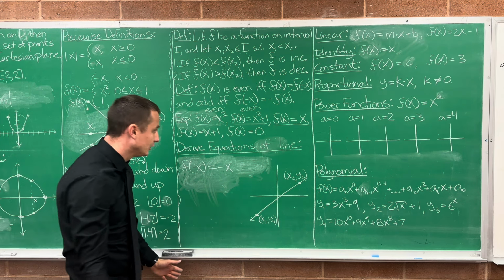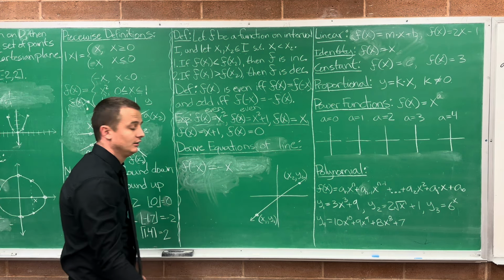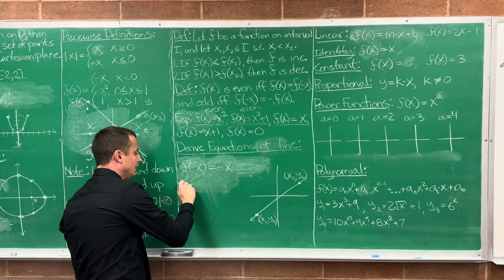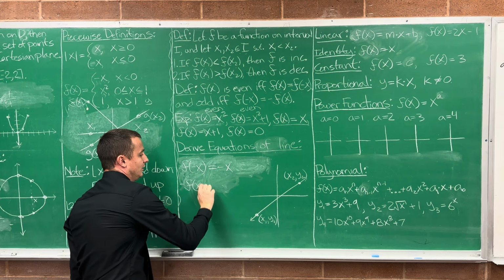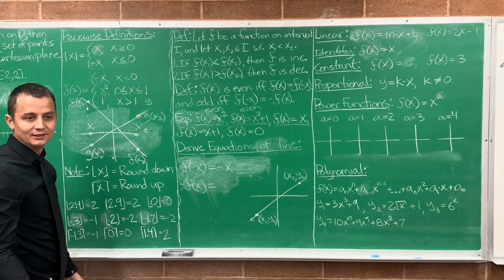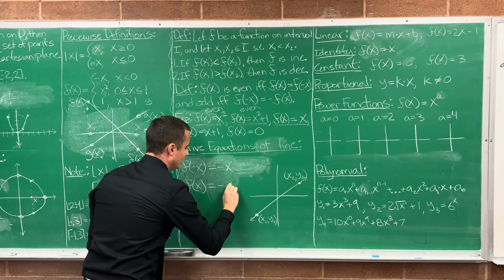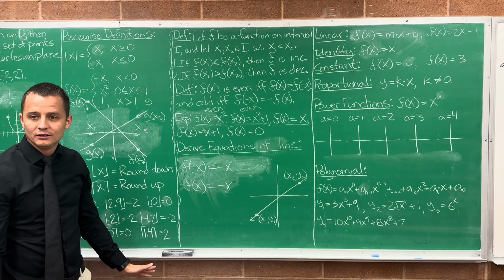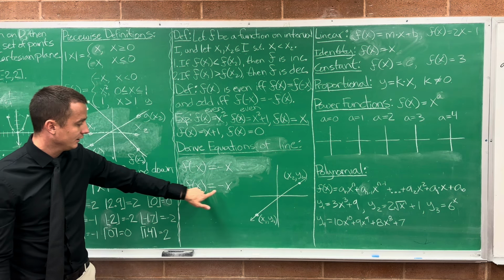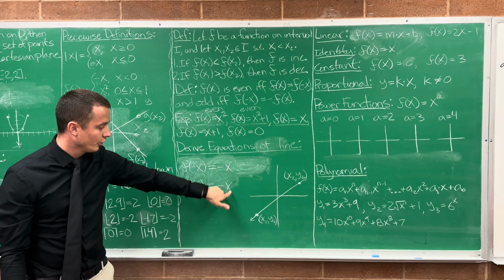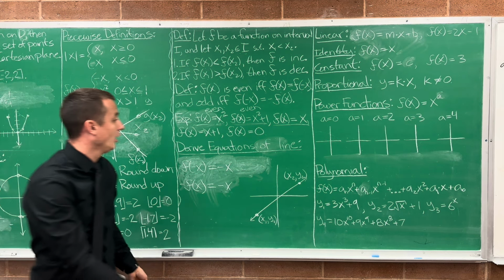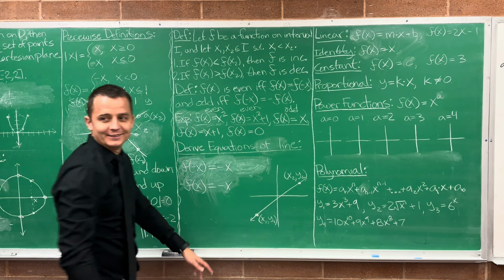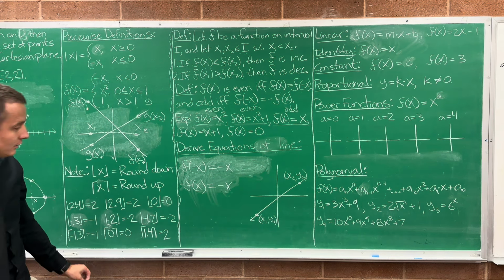Does it have to be one or the other? Maybe it's not either. Well, let's see. Now let's look at negative f of x. What does that equal? Negative x. Is negative f of x equal to f of negative x? Yes. Here's negative f of x, here's f of negative x. Are those the same? Yes. So it is odd. Lucky guess. Let's do the next one.